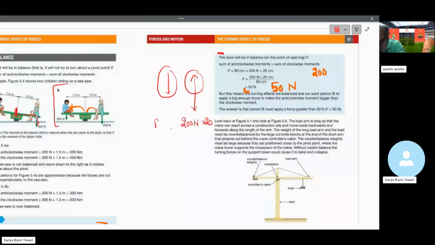So we don't know the force. Let's call it F. But the distance is 80. This is another moment of force. They should be equal. So when you solve, you get F equal to 50 Newton. Got it? Yes, sir.